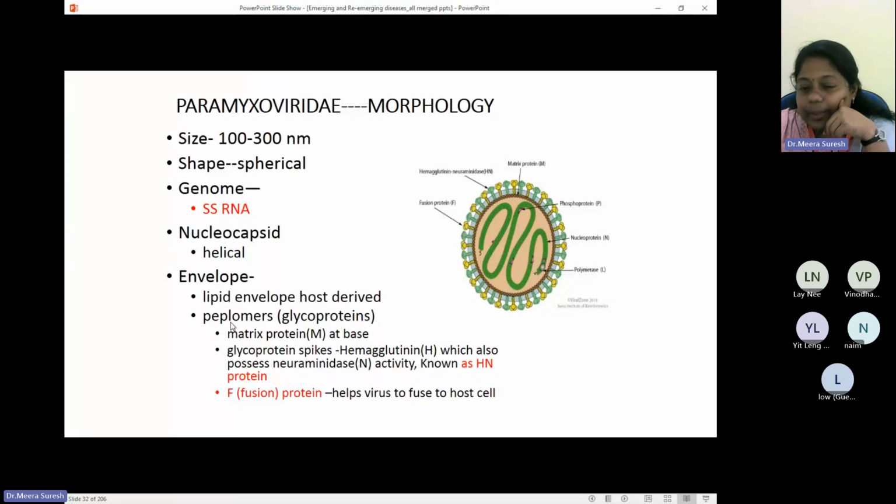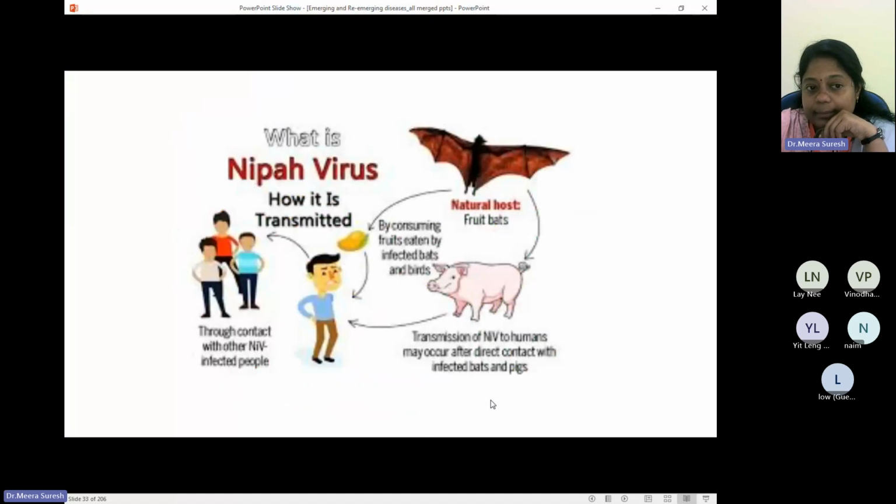Then yeah, its structure and all matters in microbiology mostly, but not in case management. So we have the peplomers or the glycoproteins, which are the hemagglutinin and neuraminidase. We also have the fusion protein, which helps the virus to fuse to the host cell. So in case of Nipah virus, I don't know whether you know about Nipah virus.